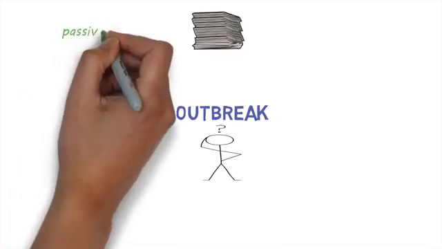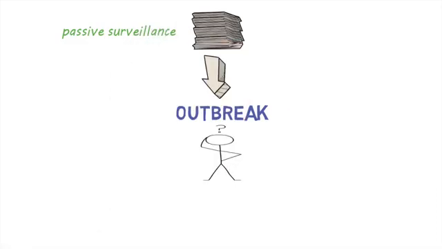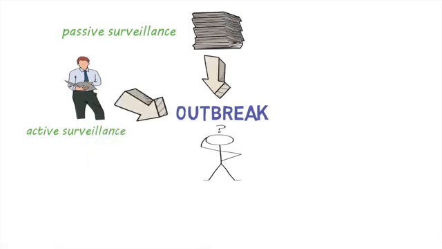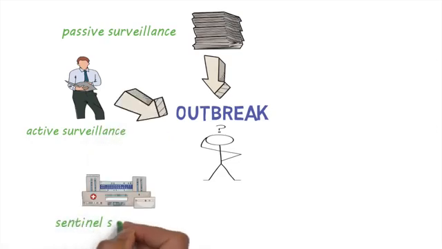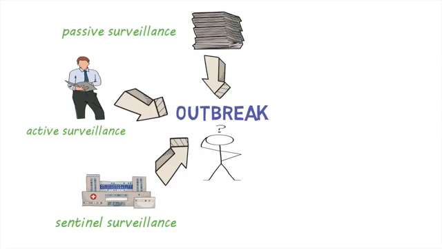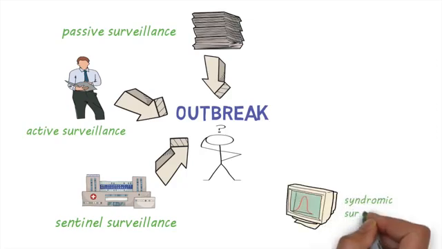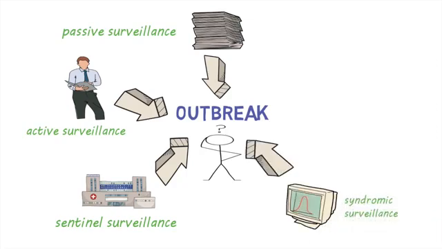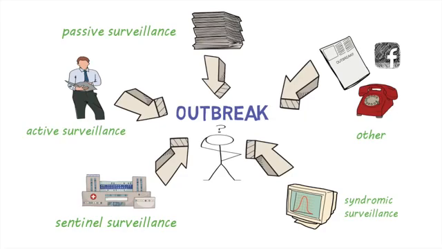How do we detect outbreaks? Well, there are several different ways. The existence of an outbreak may be known through a variety of surveillance methods. These include passive surveillance, which is monitoring routinely collected health data; active surveillance, when health information is actively sought out; sentinel surveillance, where selected groups or institutions provide health data; syndromic surveillance, which is the monitoring of illness syndromes; or through a variety of other sources of information, including the social media, news, or even hearsay.